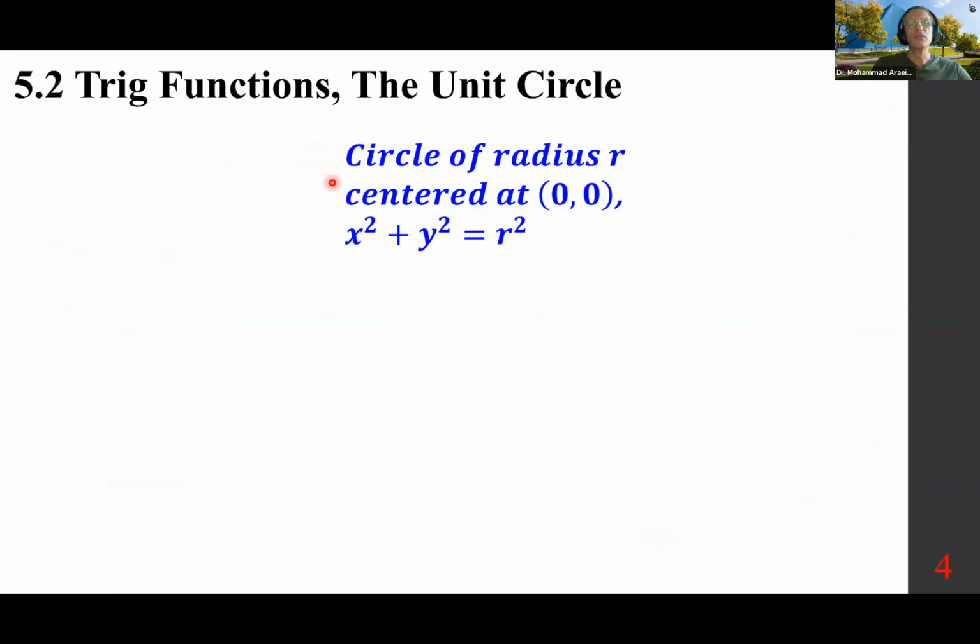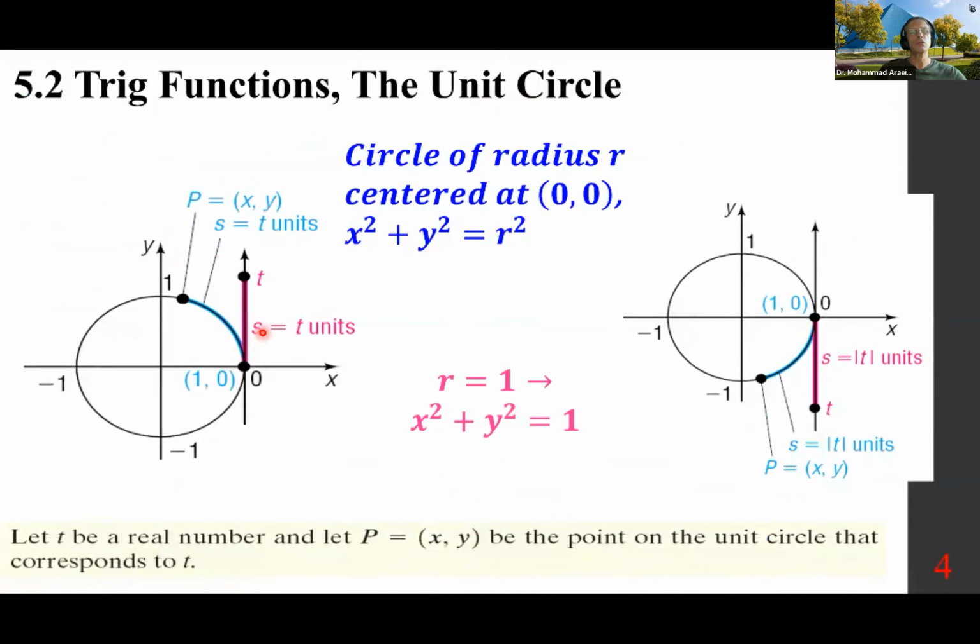Now, I remind everybody that a circle centered at 0, 0 has an equation x squared plus y squared equals r squared. And if we set the radius equal to 1, it becomes what we call a unit circle. So look at those. Let t be a real number and let P with coordinates x comma y be the point on the unit circle that corresponds to t. So that's how we get things started.